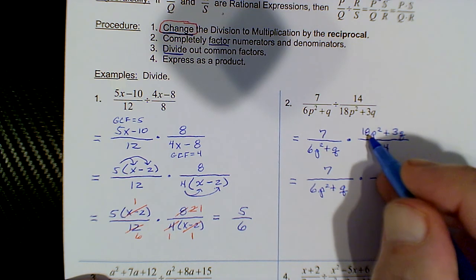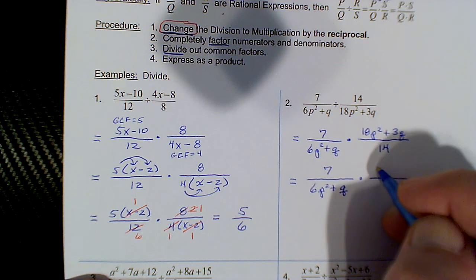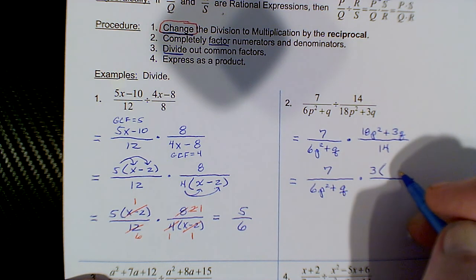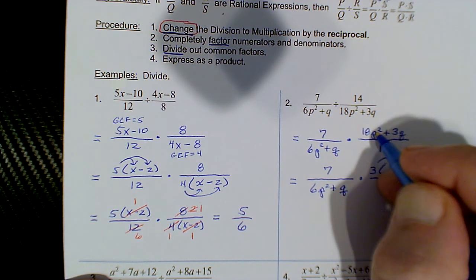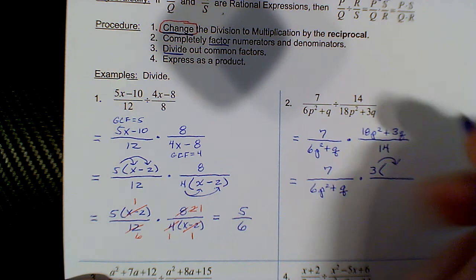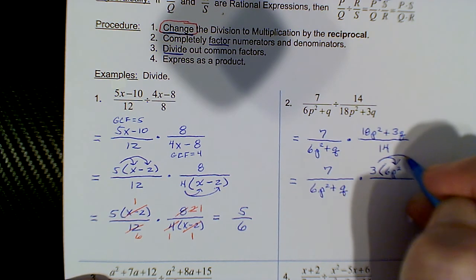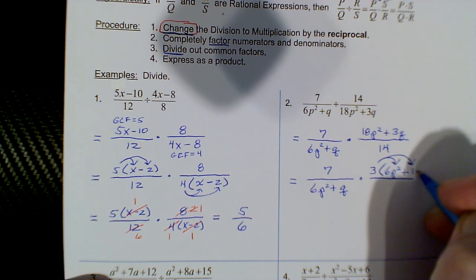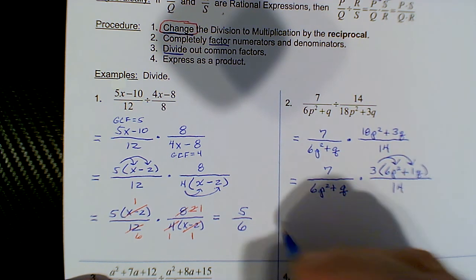And it looks like the only thing we can do from the numerator is factor out a common factor of 3. Alright, I'm not going to use the arrows here. We'll just reverse the... Alright, I'm going to. 3 times what is 18p squared? That'd be 6p squared. And then 3 times what is 3q? That would be plus 1q, or just simply plus q. Then we recopy the 14.